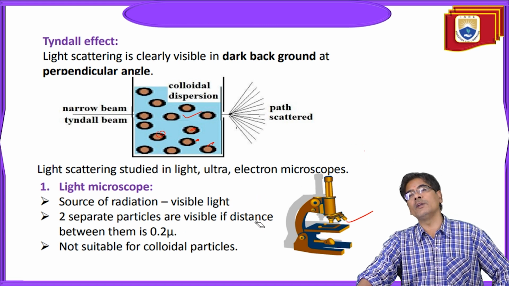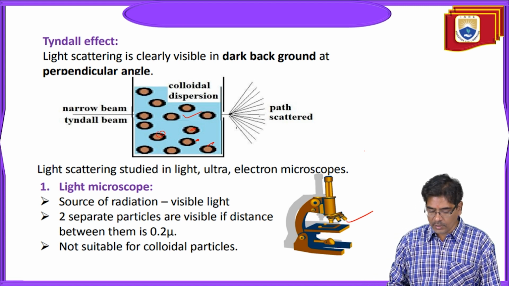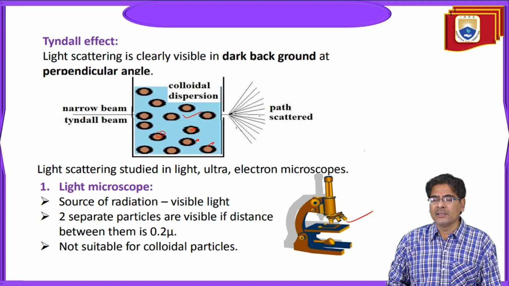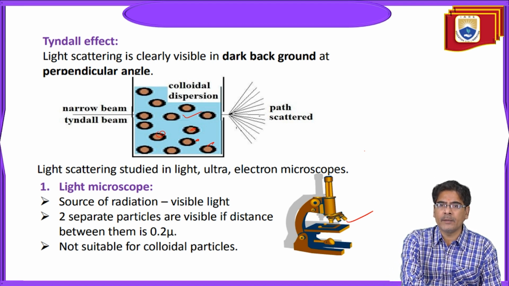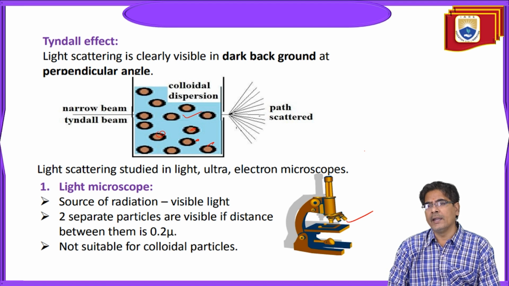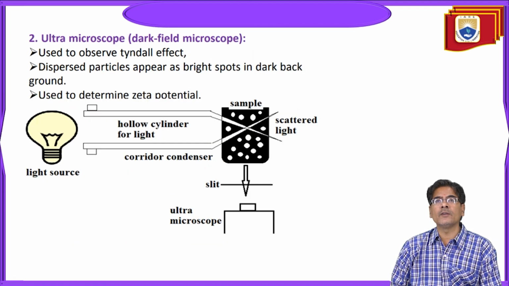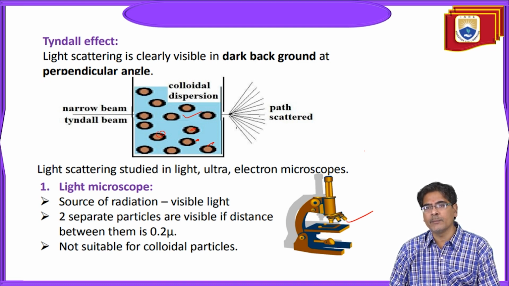So this is not suitable for colloidal particles. These are the light microscope parameters. Thus the source of radiation should be visible light, two separate particles are visible if the distance between them is 0.2 micron, and it is not suitable for colloidal particles. So that is what we study in the Tyndall effect through the light microscope.